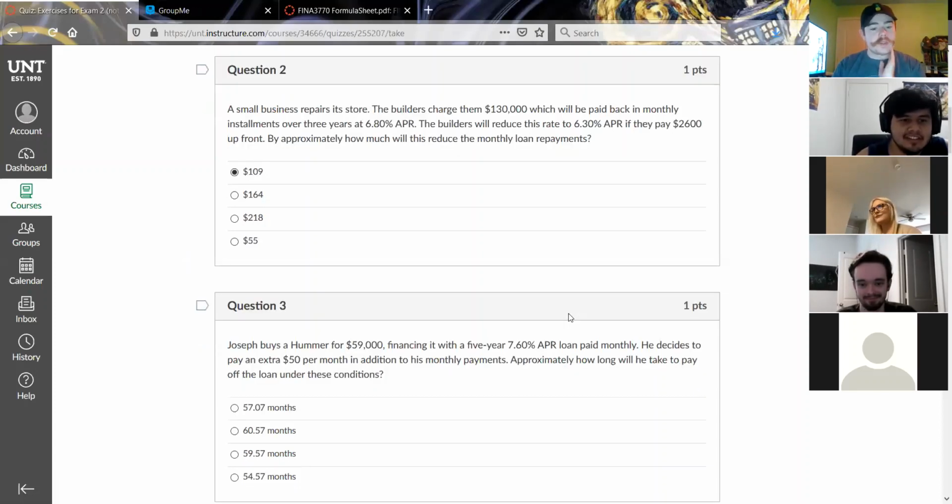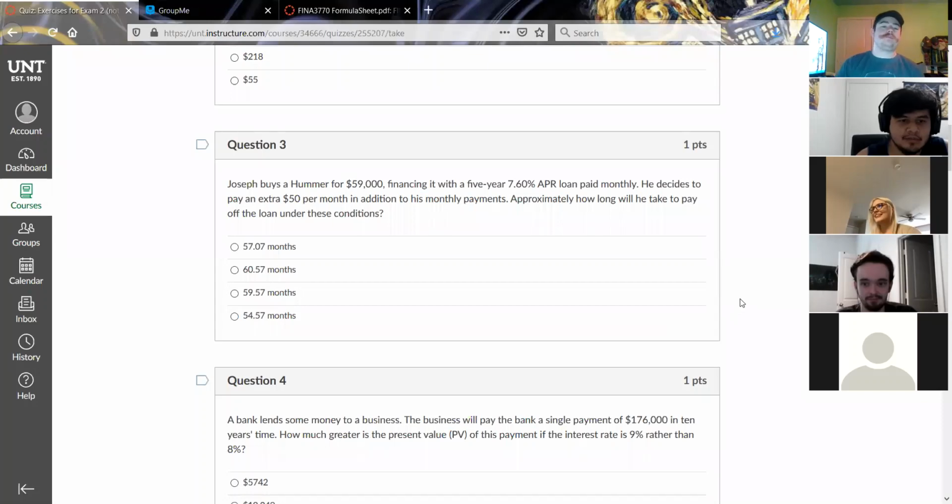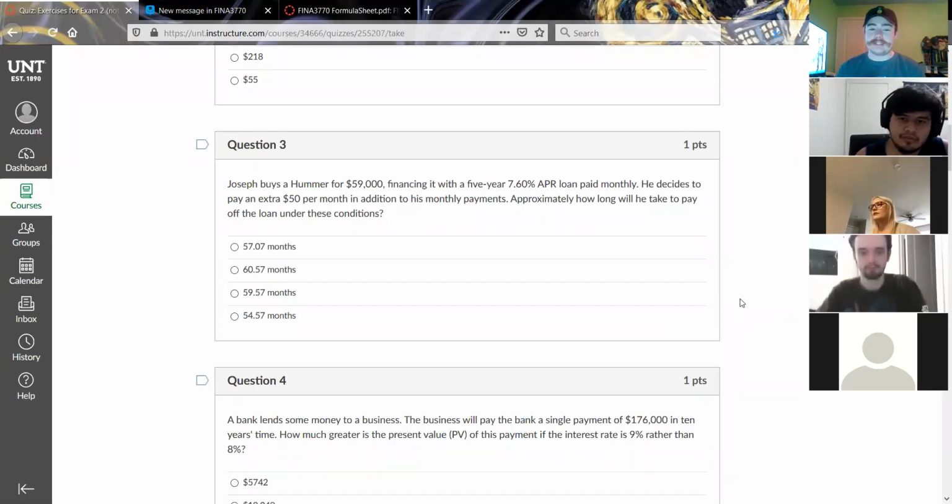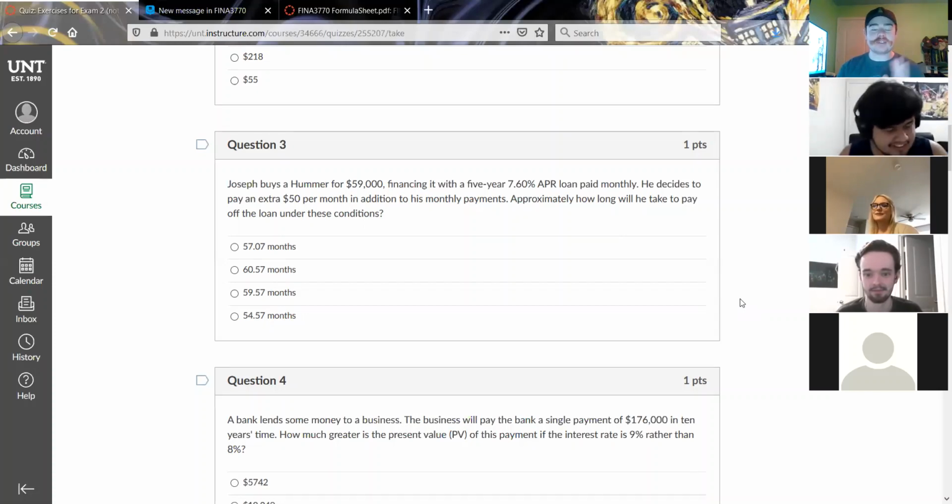Okay. All right. Question number 3. Joseph buys a Hummer for 59,000. I thought it was a hammer. I was gonna say that is an expensive hammer. He's financing it for 5 years with a 7.6 APR loan, monthly payment. He decides to pay an extra $50 per month in addition to his monthly payments. Approximately how long will he take to pay off the loan under these conditions?